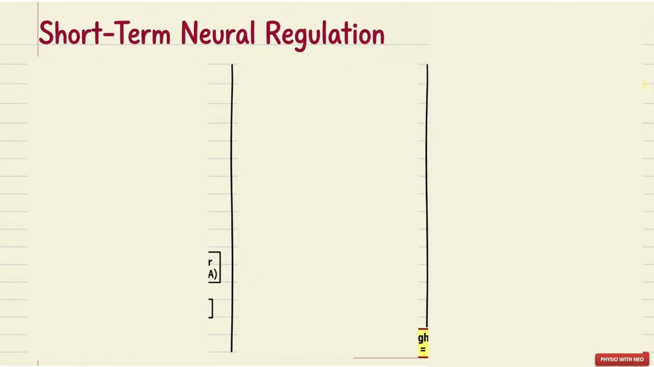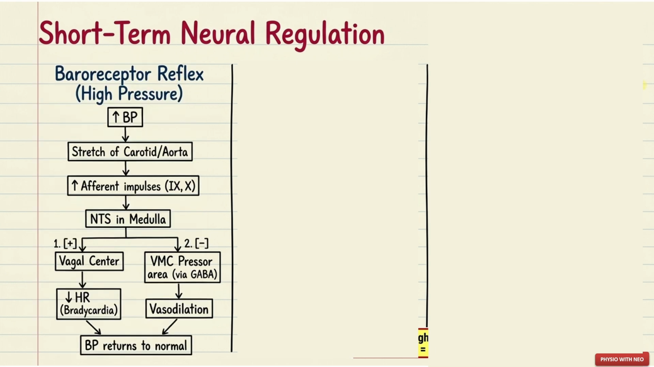Now here comes the main part of the answer, the 3 short-term neural regulation mechanisms. The first one is the baroreceptor reflex. Here, a rise in blood pressure causes stretch of the baroreceptors in the carotid and aorta. This increases the afferent impulses in the 9th and 10th cranial nerves, which reach the nucleus of tractus solitarius in the medulla. Now this stimulation has two effects. First, it stimulates the vagal center and inhibits the VMC pressure area. This causes a decrease in heart rate, that is bradycardia, and also vasodilatation. So ultimately blood pressure returns back to normal.